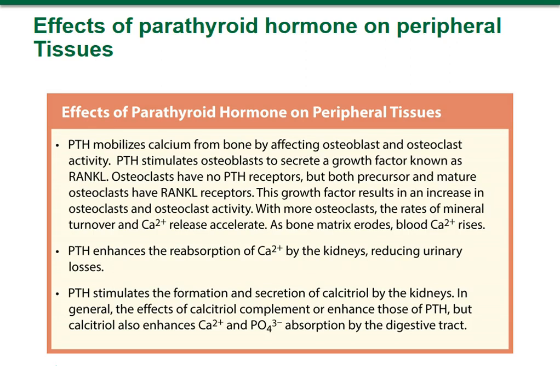Parathyroid hormone enhances reabsorption of your calcium by your kidneys, as we mentioned, and so you don't lose as much in urine. And parathyroid hormone stimulates formation and secretion of calcitriol by the kidneys, and that enhances the effects of parathyroid hormone. But the calcitriol also being produced by the kidneys enhances calcium and phosphate absorption by your digestive tract.